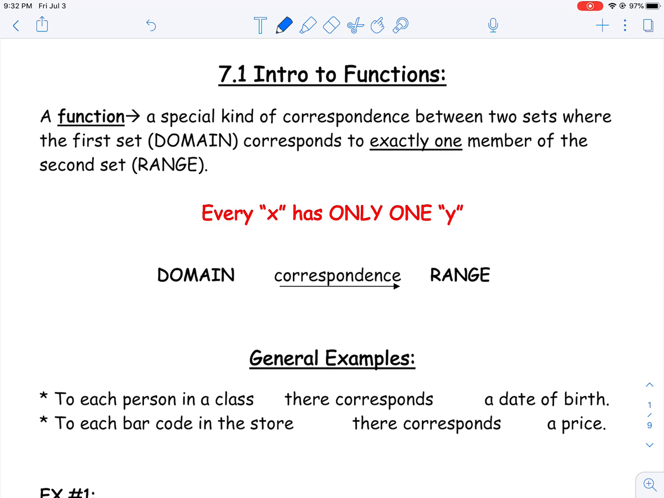A function is a kind of correspondence between two sets where the first set, which we call the domain, corresponds to exactly one member of the second set, which we call the range. Really, an easy way to think about that is that every x has only one y value. You put in an x and you only get one answer out, okay? So for every domain, there corresponds only one range. For every one input, only one output.